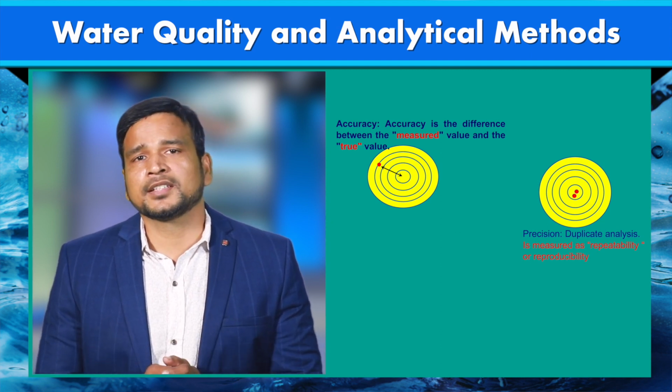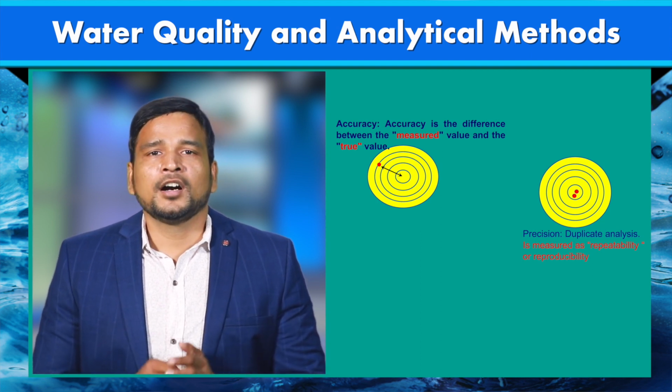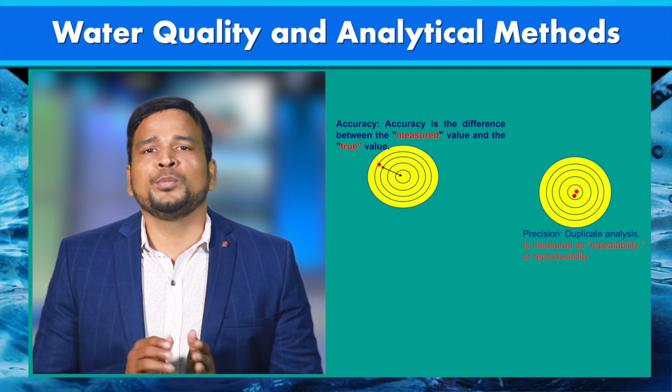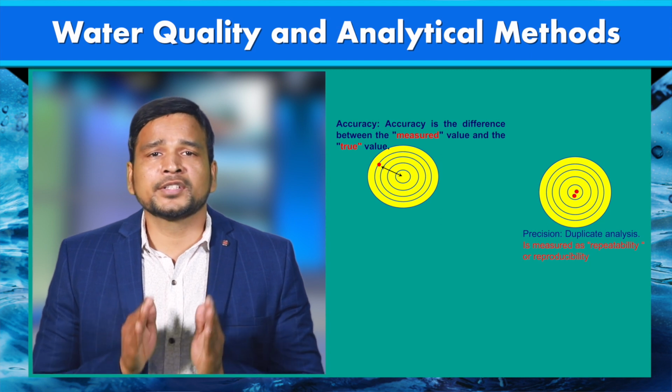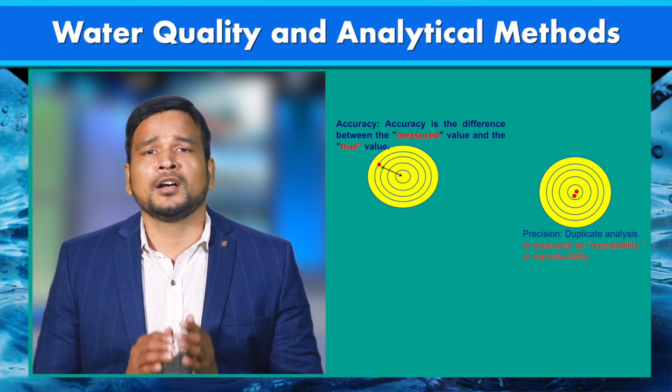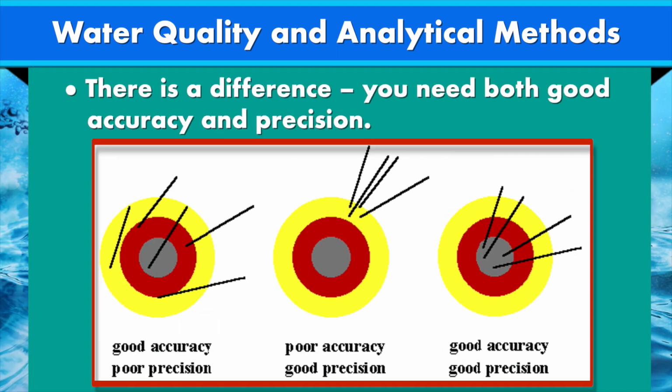Next is precision. It expresses the closeness of the agreement or degree of dispersion between two duplicate samples that are taken in the same place and time, or the percentage of relative standard deviation of a series of measurements. One example of accuracy and precision is shown in this figure. You can see the difference between good accuracy and poor accuracy. Same for the precision.